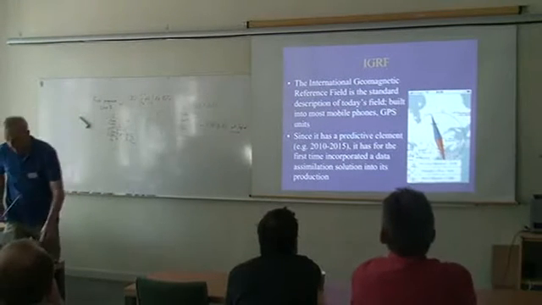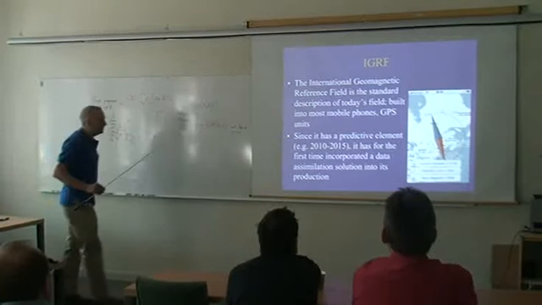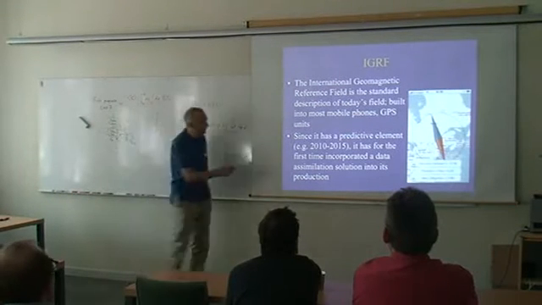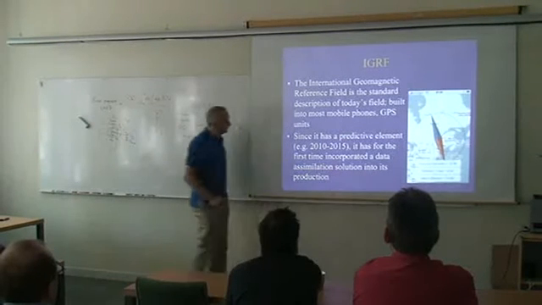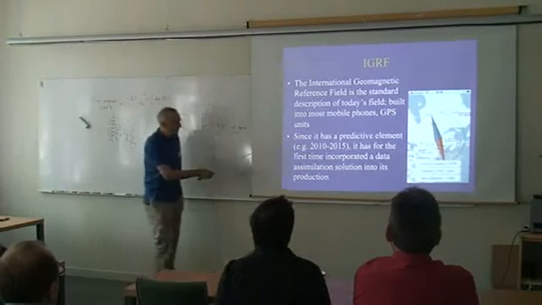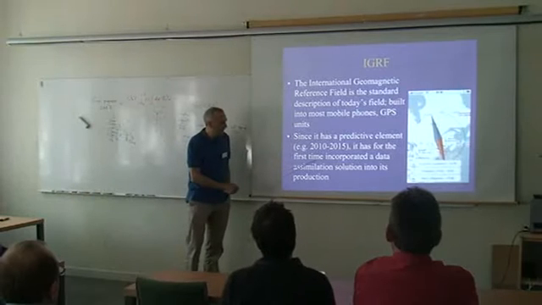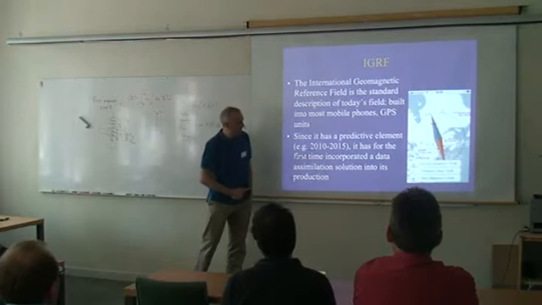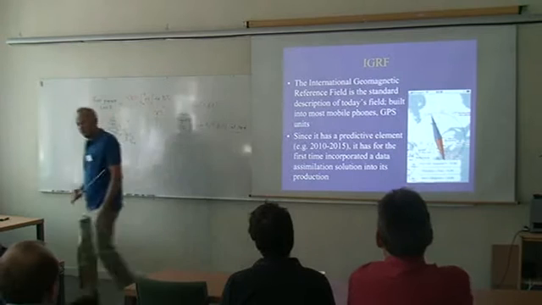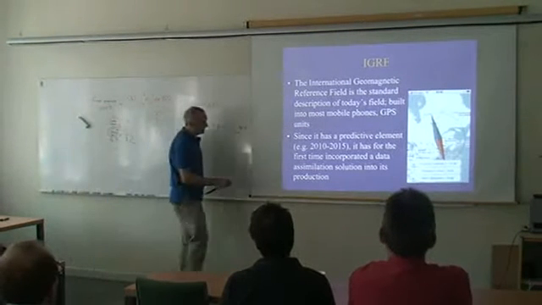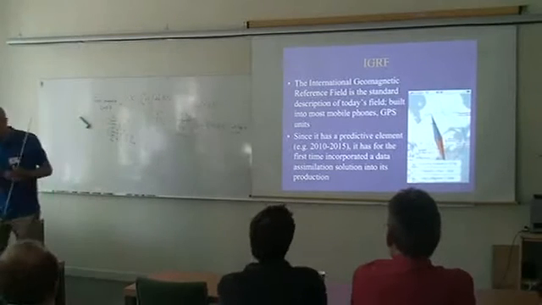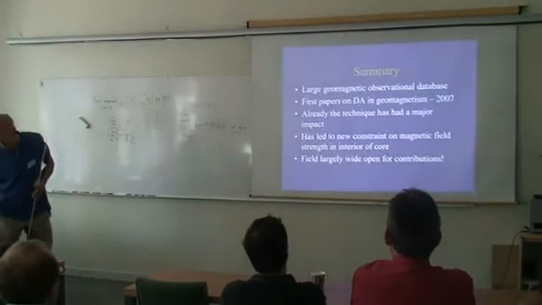Okay, the IGRF, so I'll just move on to the last two slides. The IGRF is a standard description of the field. It's built into most mobile phones, for example. This is the iPhone. And it has a predicted element, and this is just to let you know that for the first time a data assimilation solution was used in this predictive element for 2010 to 2015. This is the work of the group in the US at NASA Goddard. So we're on the cusp of starting to use these kinds of techniques.